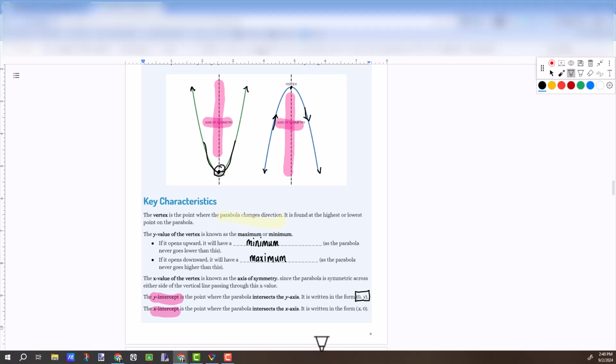For the x-intercepts, that's a little different. It may have x-intercepts, and we're going to get to that a little later in the unit, but this is where they will be intersecting the x-axis. And opposite to what the ordered pair of the y-intercept looks like, the ordered pair of an x-intercept will be (x, 0).